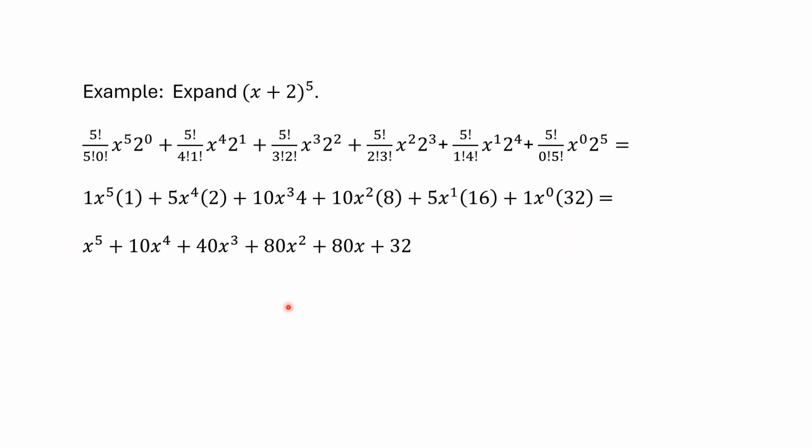And that is our expansion. So it's a very simple process. It's not that hard to learn, and it will save you an enormous amount of time, especially if you got something like 3x plus 5 to the 10th power.